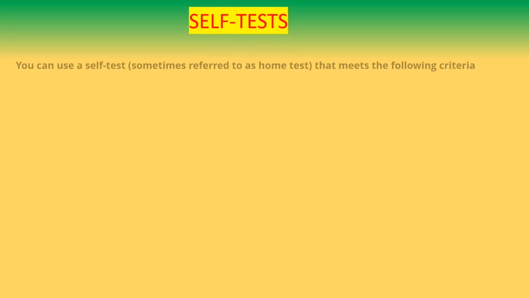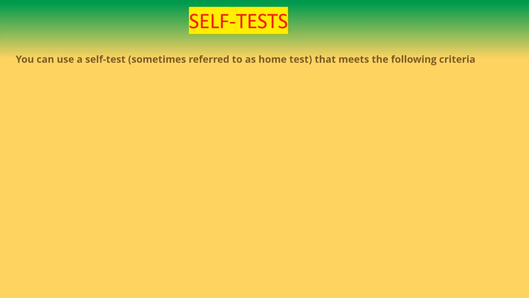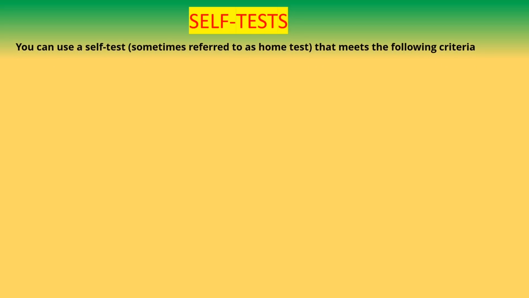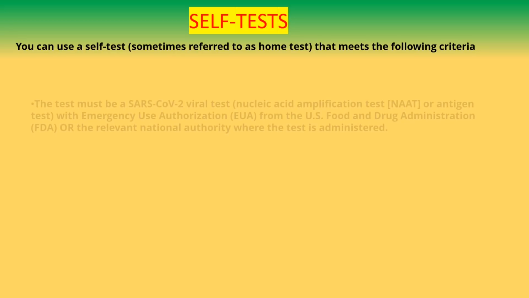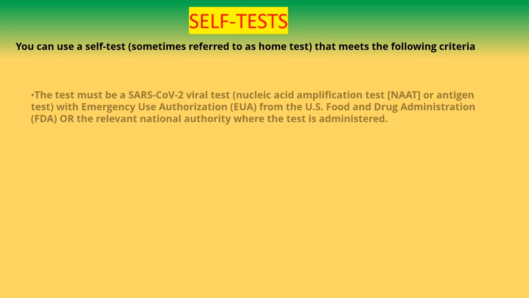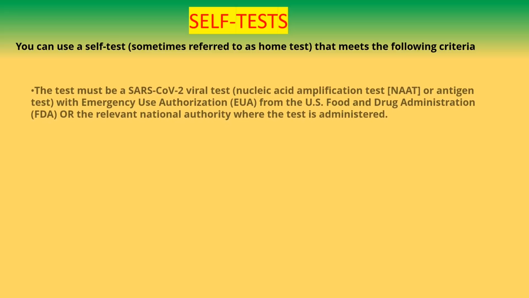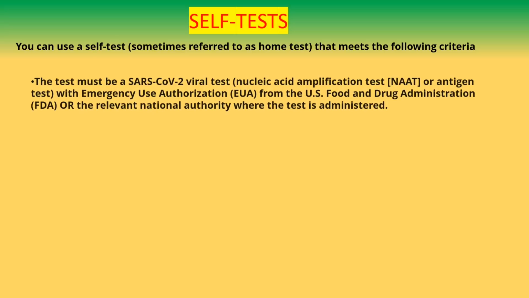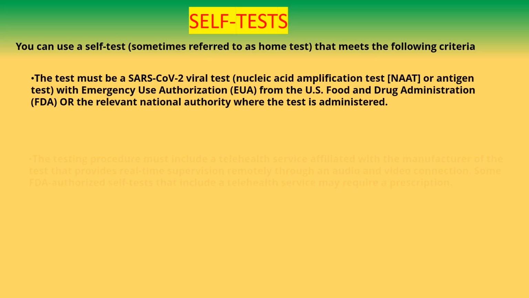There are also questions regarding self-tests. Are self-tests acceptable? Self-tests are acceptable. You can use a self-test, sometimes referred to as a home test, that meets the following criteria. There are several criteria. The first criteria is that the test must be a SARS-CoV-2 viral test, nucleic acid amplification test, NAAT, or antigen test. So you have two options, with emergency use authorization from the U.S. Food and Drug Administration or the relevant national authority where the test is administered.